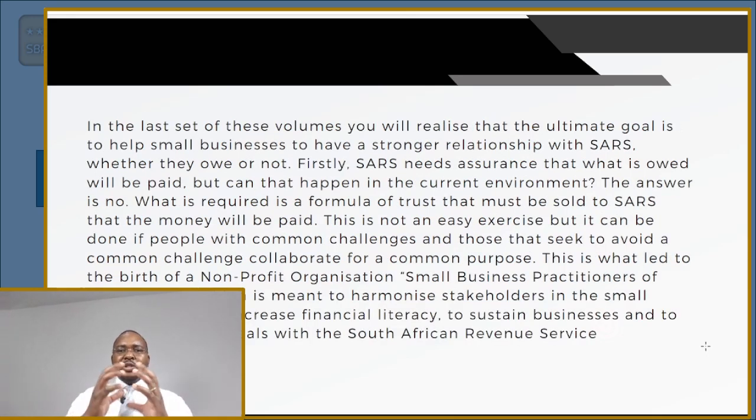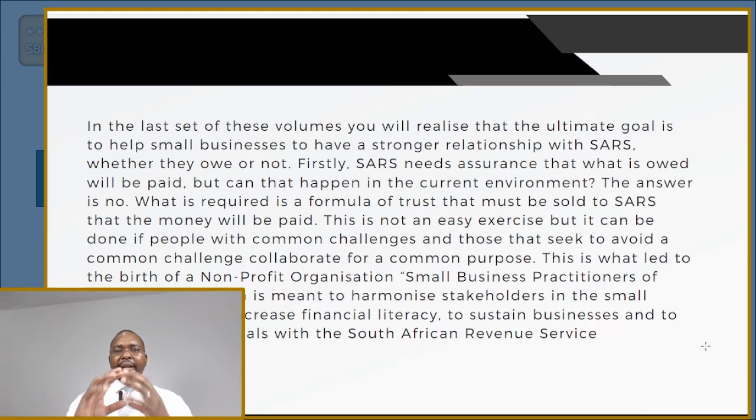Now, the ultimate goal here, we have since realized that one of the biggest threats is SARS, Department of Labor, and the CIPC, and that's what we deal with first, all right? And we say whether you owe these three institutions or not, your business should still run, all right? Because the threat of dealing with SARS has been dealt with, the threat of dealing with Department of Labor has been dealt with, and the threat of dealing with the CIPC has been dealt with.